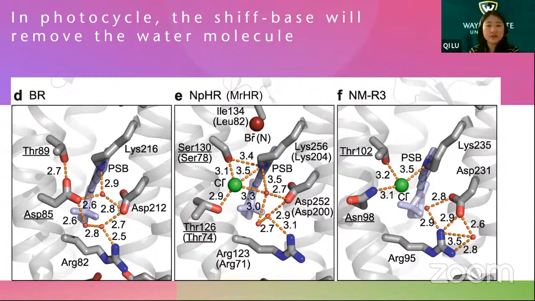Now let's move on to see that in the photocycle, the Schiff base will remove the water molecule. When the water molecule is removed, the hydrogen bond network will be damaged and destroyed. The binding of chloride is then not so stable, so this attractive force is reduced, and it will cause the chloride to move to another place.